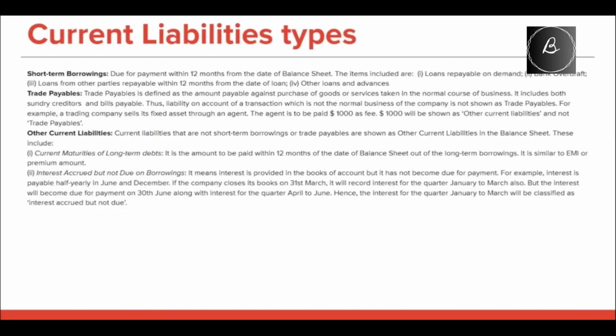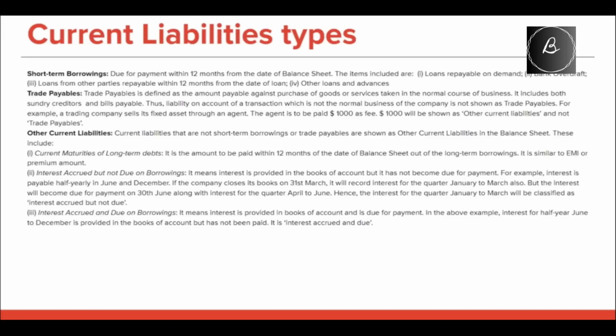2. Interest accrued but not due on borrowings. It means interest is provided in the books of account, but it has not become due for payment yet. For example, interest is payable half-yearly in June and December. If the company closes its books on 31st March, it will record interest for the quarter January to March also, but the interest will become due for payment on 30th June along with the interest for the quarter April to June. Hence, the interest for the quarter January to March will be classified as interest accrued but not due.